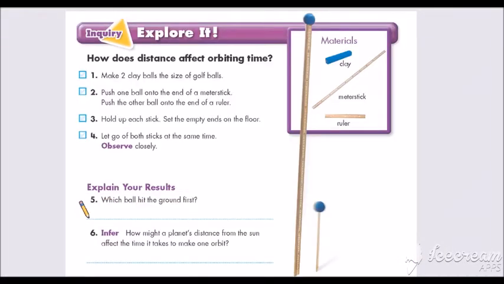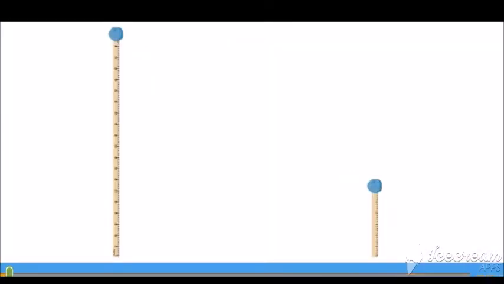And here we have a small experiment to know what is the difference between a planet close to the sun and another planet that's really far away. Does it affect the revolving of these planets? Of course, yes. Let's watch this video. How does distance affect orbiting time? Observe closely.